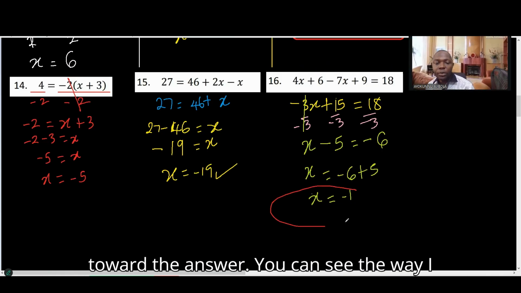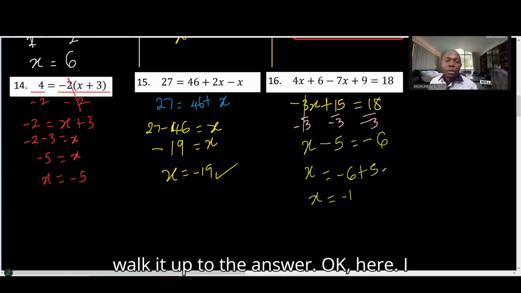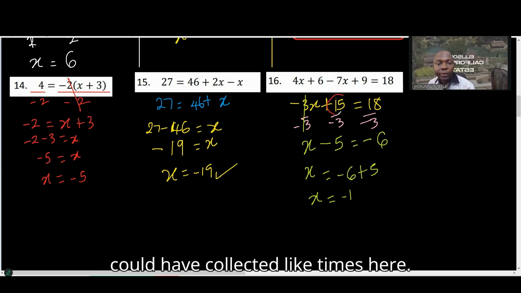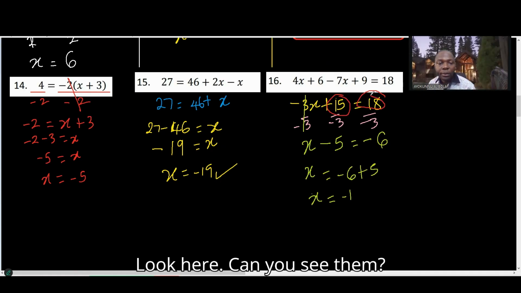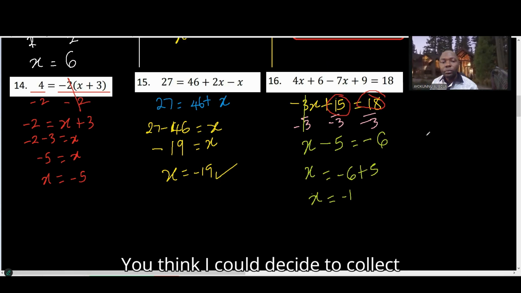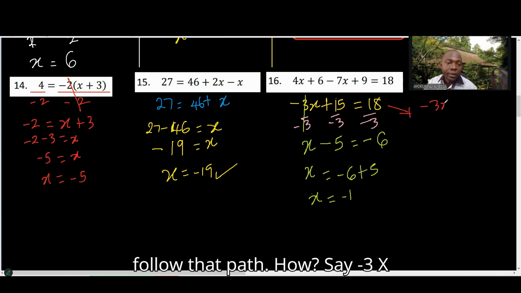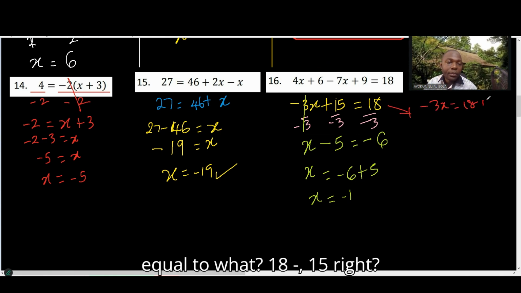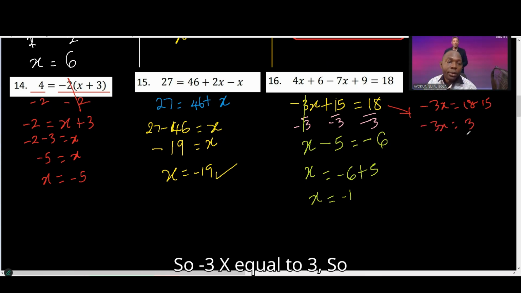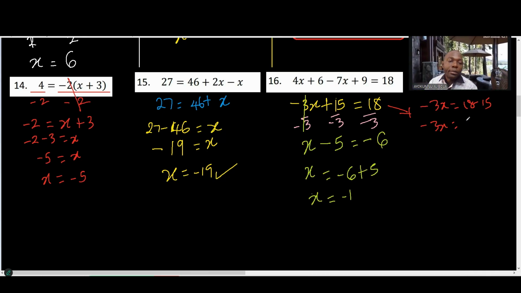You can see the way I worked it up to the answer. Here, I could have collected like terms. Look here. Can you see them? Yes, I can. I could decide to collect like terms. Let's assume I decide to follow that path. I'll say negative 3x equal to what? 18 minus 15, right? So negative 3x equal to 3. So divide both sides by negative 3, okay?